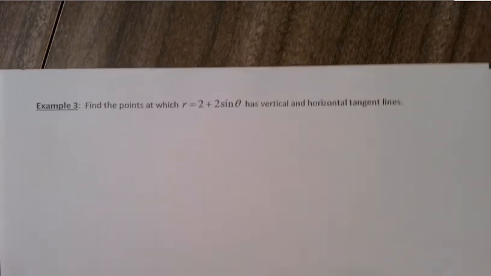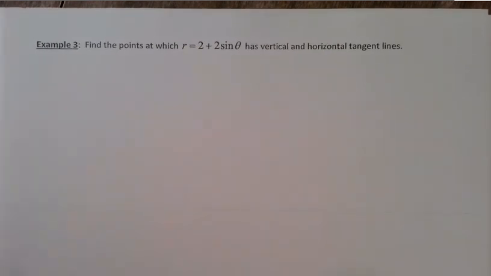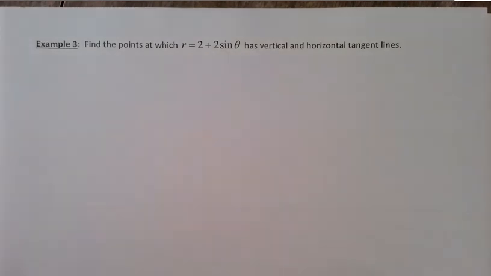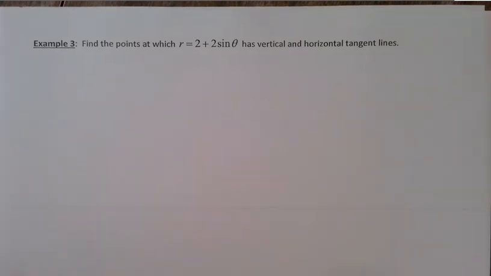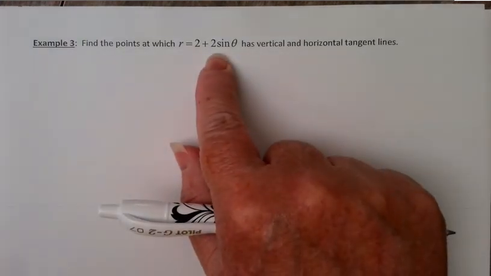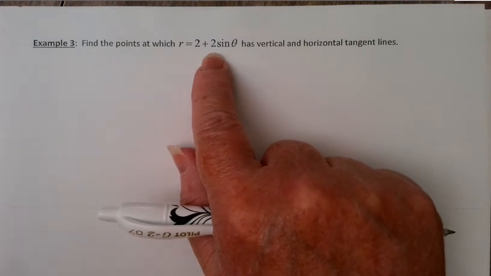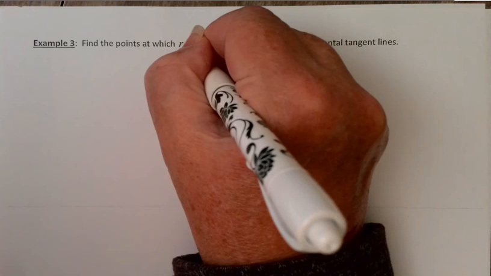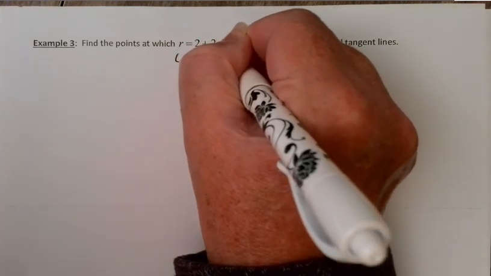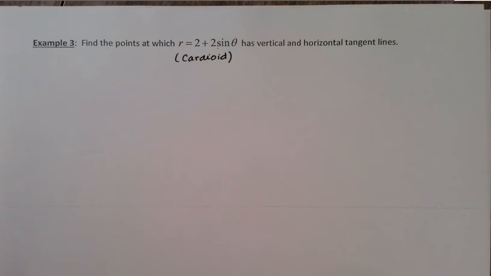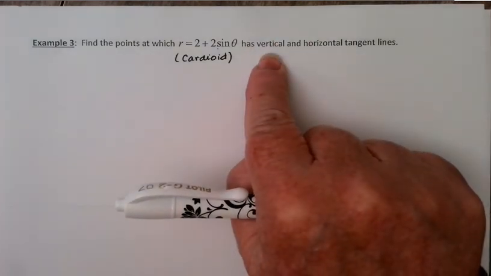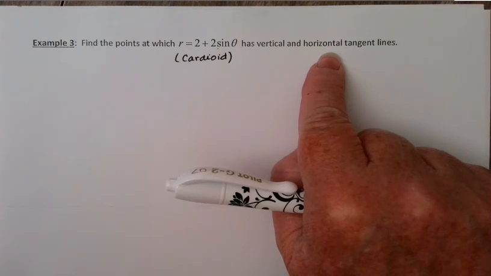One more example of using the derivative as an interpretation of slope. I'd like to find the points here in example 3 at which the curve r equals 2 plus 2 sine theta has vertical and horizontal tangent lines. If you remember, this thing's a cardioid. We're going to graph it later on just to see it, but that's a cardioid, because the a and the b values are equal. And I want to know where the tangent lines are vertical and horizontal.